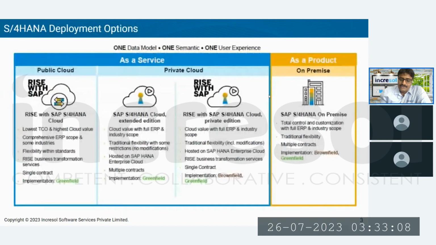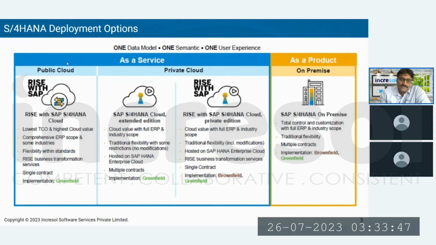So I'm quickly starting with the deployment options. As you might already be aware, S4HANA is offered in two different flavors. One is as a service, a subscription-based model called Rise with SAP. Another is as a product, similar to your ECC license or your S4HANA on-premise license. But currently the S4HANA on-premise license is almost discontinued or going to be discontinued by SAP. They are asking all customers to move to Rise with SAP, the subscription model of S4HANA. But in special cases they are still selling on-premise licenses as well.